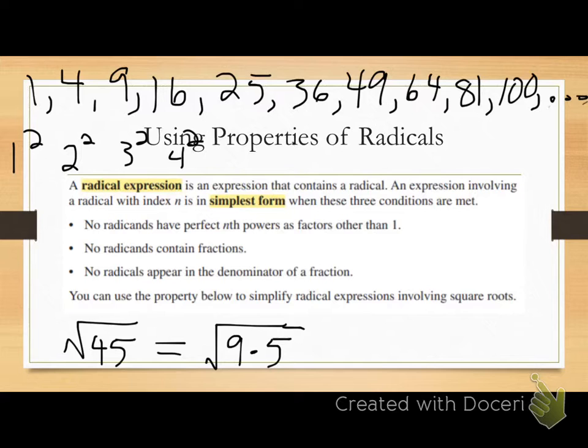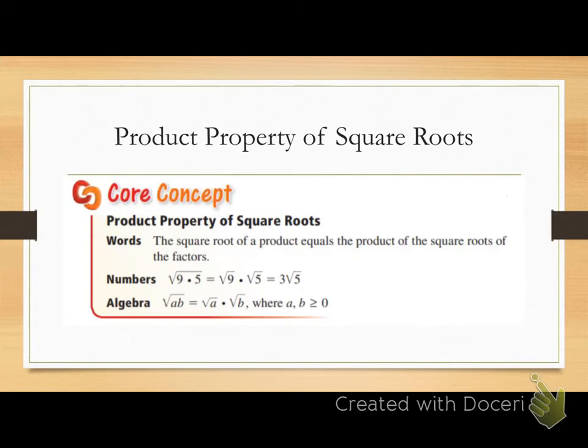Everyone agrees that I can break 45 down into 9 times 5. On the next slide, you're going to see it just written as 9 times 5, but I wanted to show you this first, that they broke it down from 45. Okay? Is 45 a perfect square? No, so I couldn't just take the square root of it right off the bat. So let's talk about the product property.